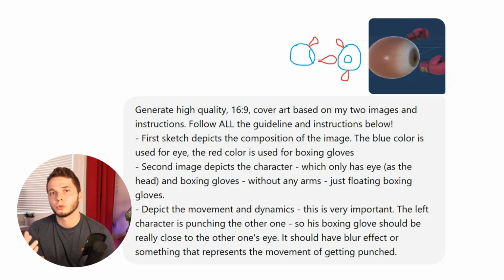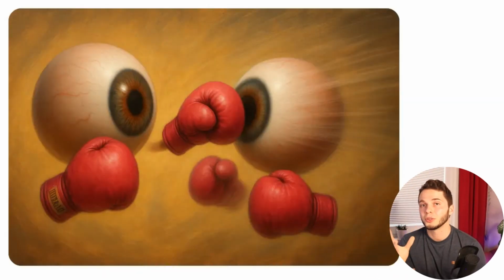Then I just took the same prompt, and I only removed the photorealistic part, because I didn't like that, and I added one line, which I'm not sure if it helped or not, but maybe yes. I told him to follow all the guidelines and instructions below, which I don't know if he really needs to hear this, but it seemed to help somehow. Okay, so this was the image he generated, and I was quite satisfied with it.